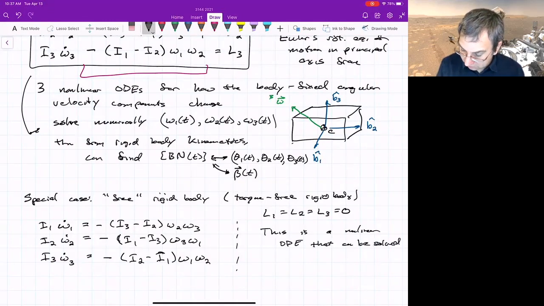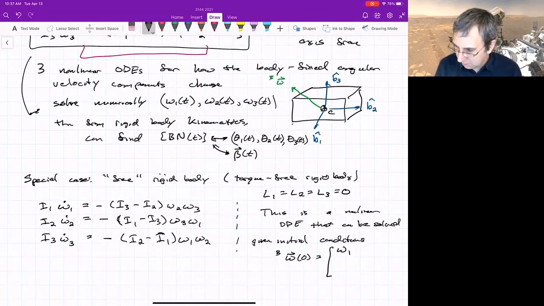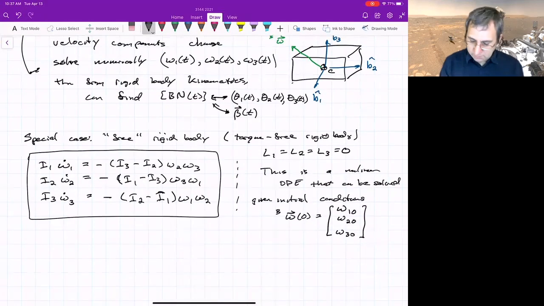Maybe you're not thinking of it as a single ODE. It's 3 coupled ODEs that can be solved given initial conditions. Well, or so we think, seems like that would work. So at some initial time, this vector is, let's call it omega 1,0, omega 2,0, omega 3,0. It can show some interesting dynamics.